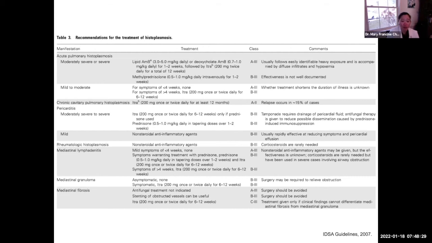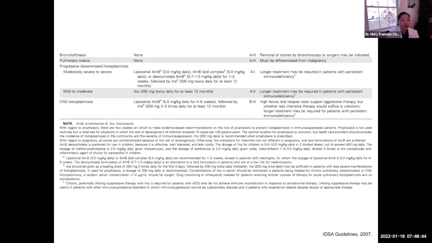For mediastinal fibrosis, antifungal treatment is not indicated. If you have any obstructions, then stenting of your obstructed vessels will be useful, with itraconazole for 6 to 12 weeks. And then for bronchiolithiasis, again, no need for treatment. Pulmonary nodules, you don't need to treat with antifungal agents, but the thing here is that you do need to differentiate that from malignancy, so a biopsy might be indicated.